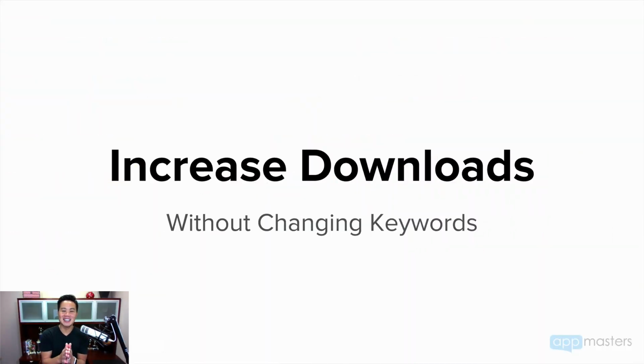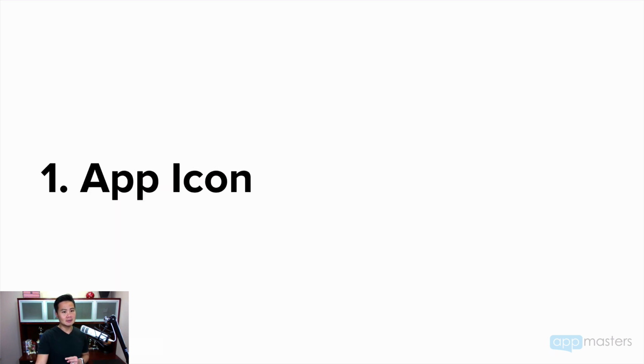Here we go. Let's get into this. How to increase downloads without changing your keywords. Number 1 tip, can you guys guess it? The app icon. It is so stinking critical. I've shared this case study for a very long time now, and I love this case study because it just shows you the power of the app icon, all right?